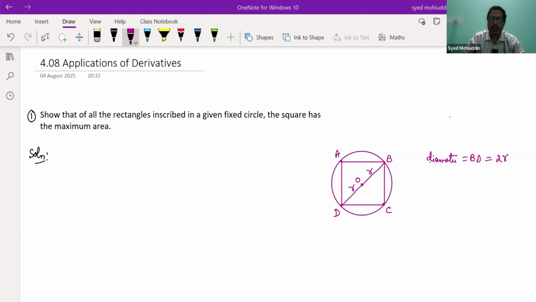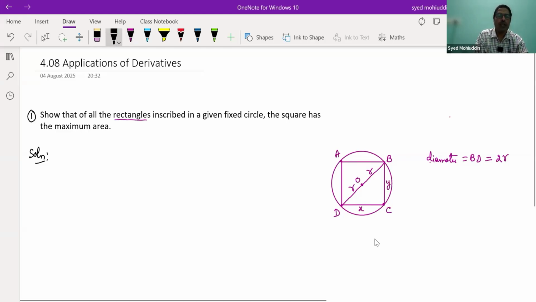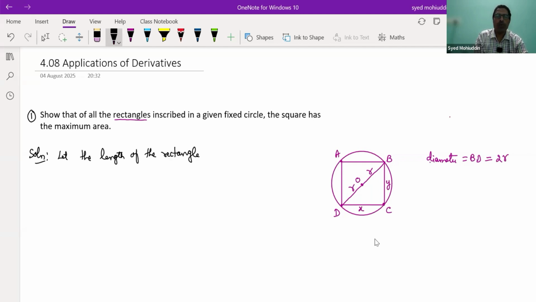We have to show that this ABCD is a square. As of now, what is given is that rectangles are inscribed. If I'm taking a rectangle, the rectangle will have some length. Let us take the length to be X and the breadth to be Y. So we'll start the solution by writing: let the length of the rectangle be equal to X, and let the breadth of the rectangle be equal to Y.